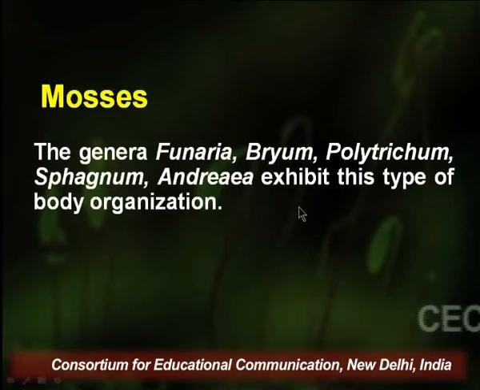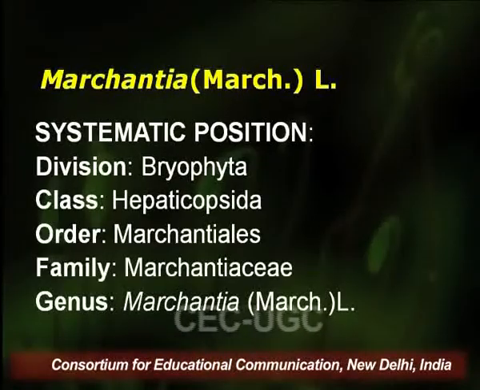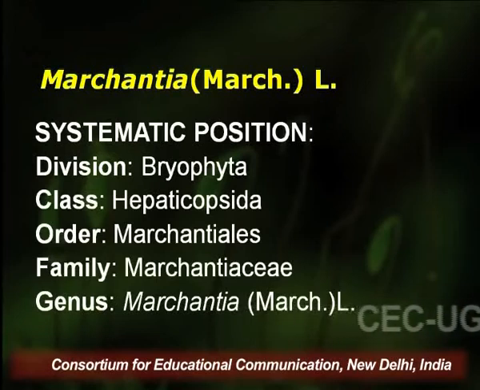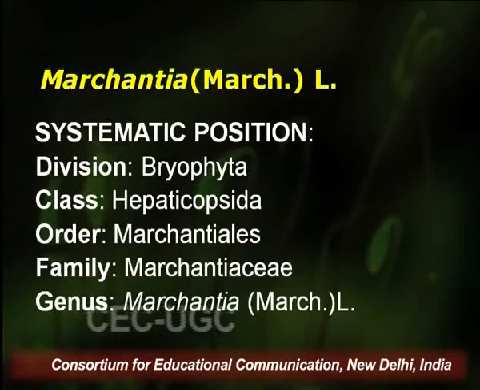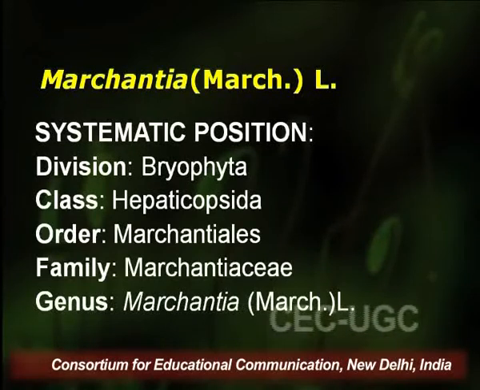So, having seen various different types of thallus, let us move on to the type study, and we will begin our type study with the genus Marchantia. We shall be discussing morphology, anatomy and reproduction of Marchantia. The systematic position of Marchantia: the genus Marchantia falls under division Bryophyta, class Hepaticopsida, order Marchantiales, family Marchantiaceae.